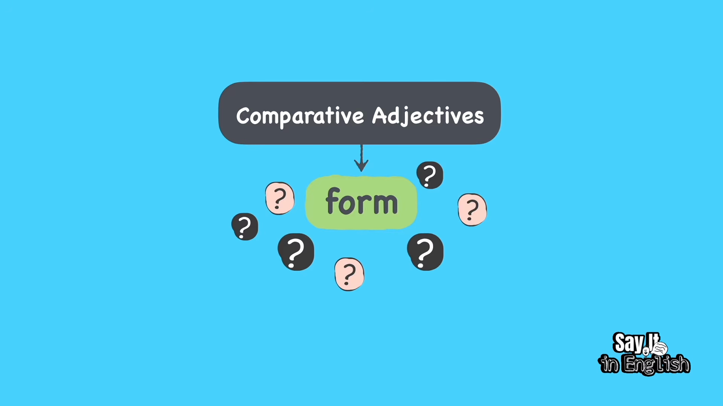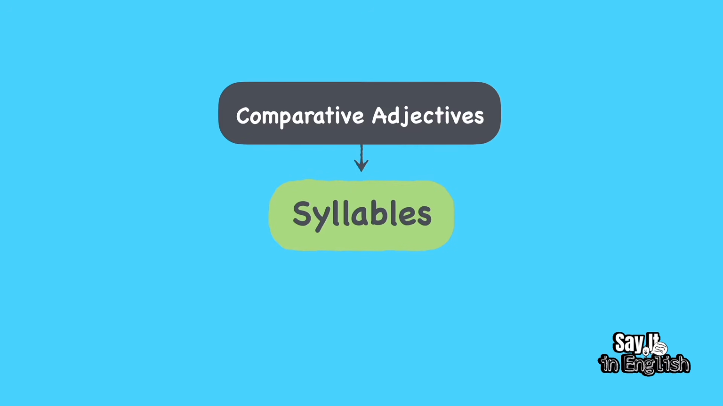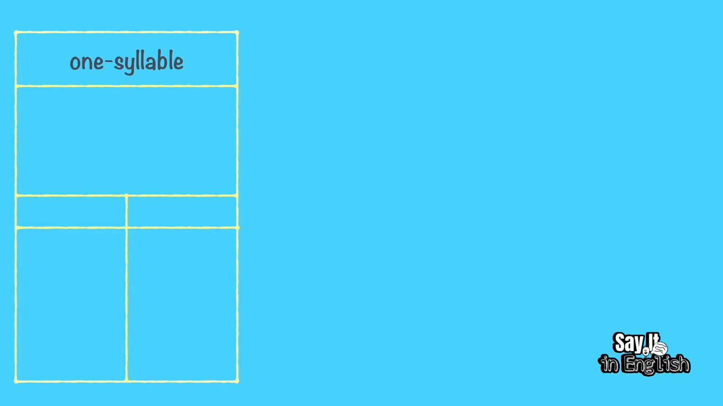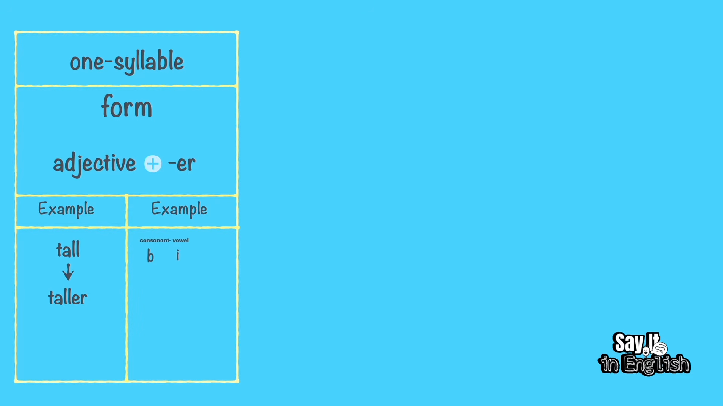How are comparative adjectives formed in English? The way we form comparative adjectives depends on the number of syllables in the adjective. For most one-syllable adjectives, we add er to the end of the adjective. For example, tall becomes taller. But when a one-syllable adjective ends with a consonant, vowel, consonant pattern, we double the final consonant before adding er. For example, big becomes bigger.